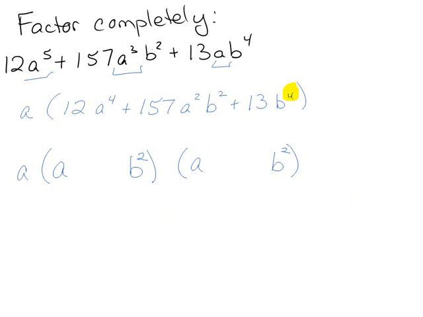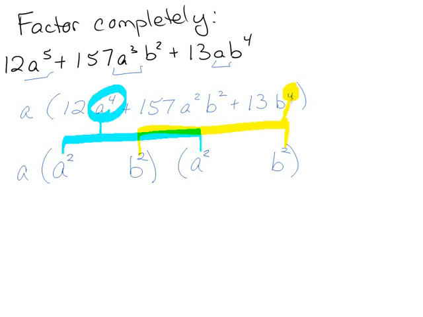Then in the front, when I multiply the two front ones together, I should get an a to the 4th. And the best way to make that happen is to have a squared and a squared. So I have a squared times a squared is a to the 4th. And I have b squared times b squared is b to the 4th. So I'm like getting partial credit or something.